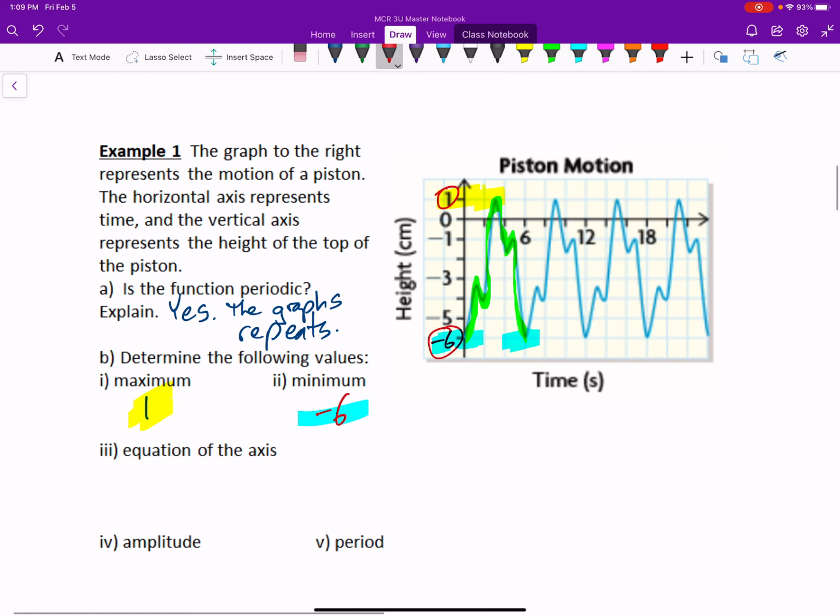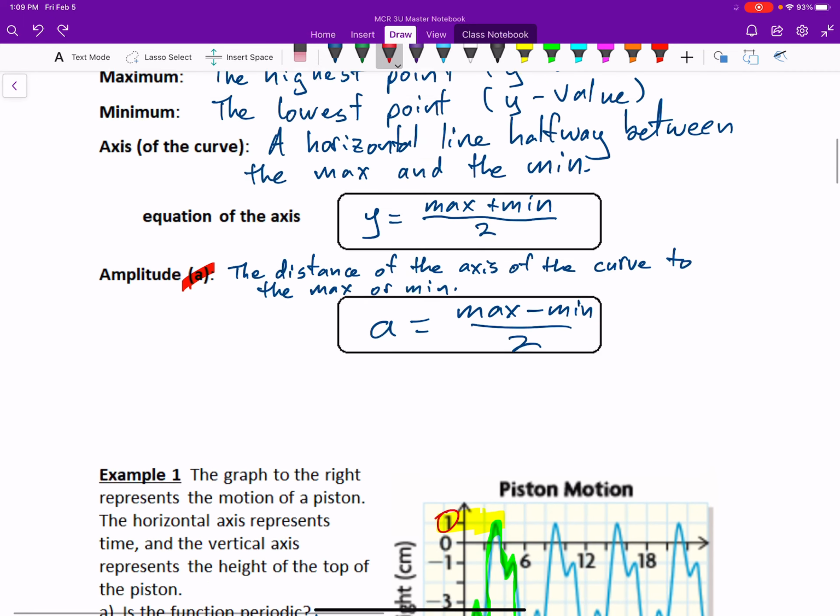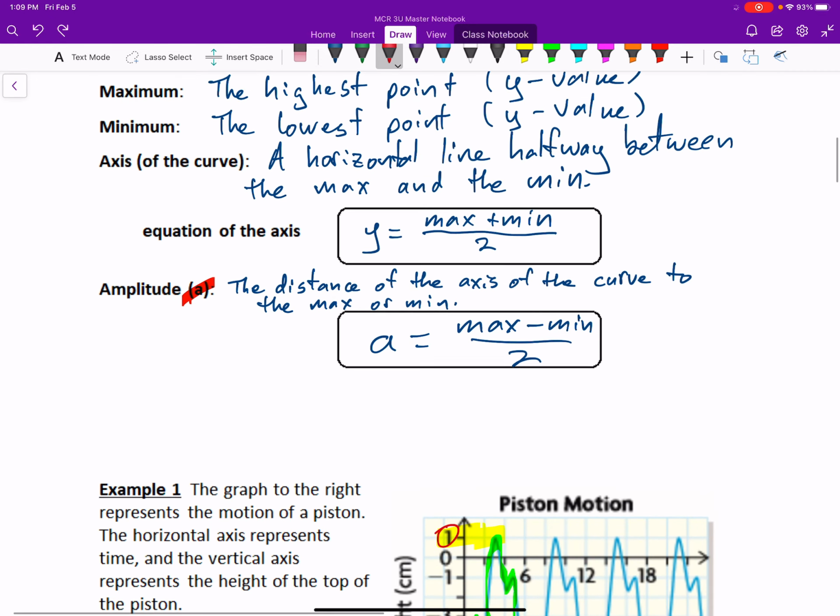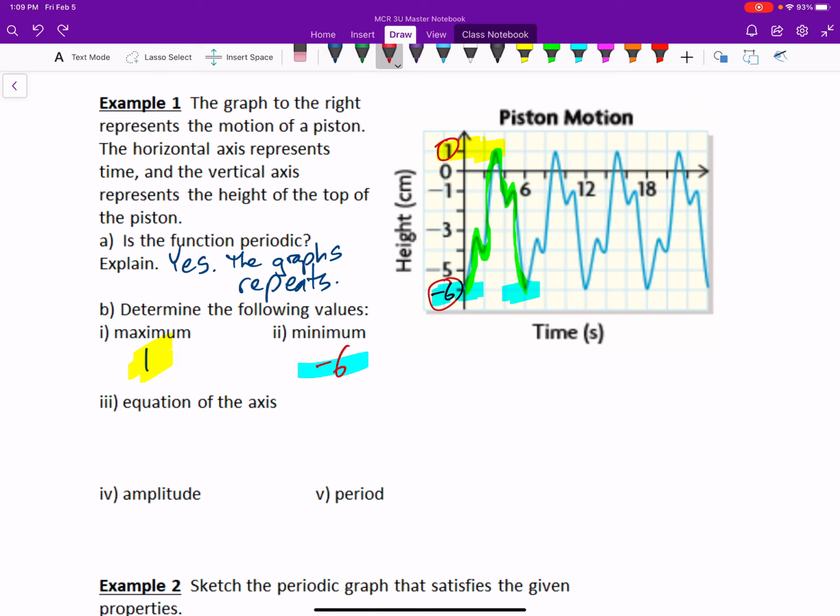The equation of the axis is going to be halfway in between, somewhere in here. I'm going to erase that and do it more accurately in a second. But remember, we have an equation: max plus min divided by 2. It's going to be a horizontal line, so it'll be in the form y equals. So the maximum plus the minimum divided by 2.